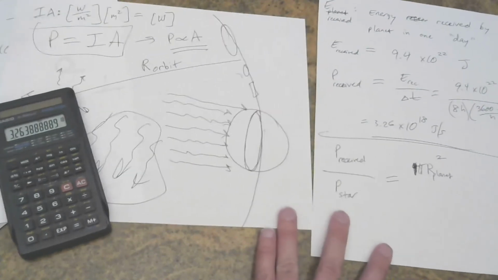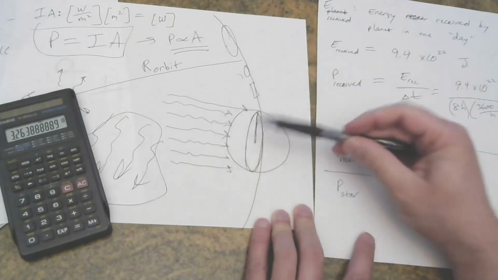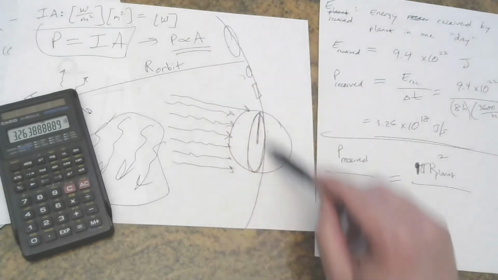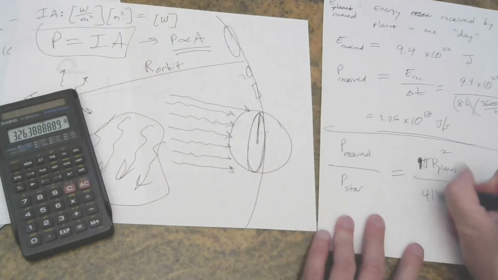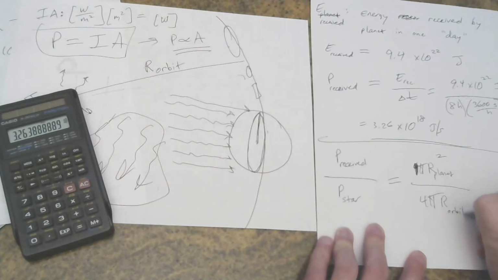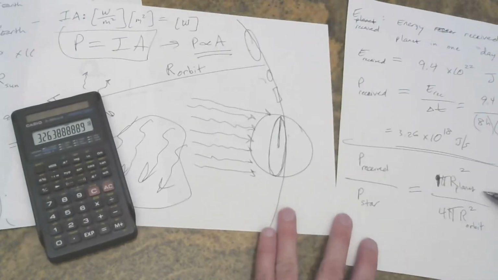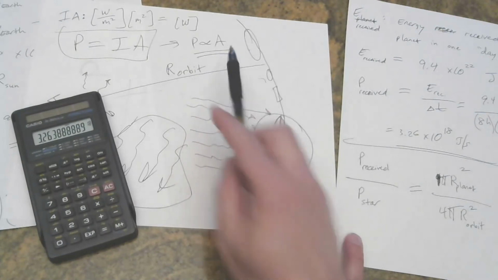You with me so far? So this radius right there is the radius of the planet compared to the total surface area of this imaginary sphere at radius r orbit. So that would be the 4 pi r orbit squared. I'm able to set up this proportion or this ratio because of this statement of proportionality.